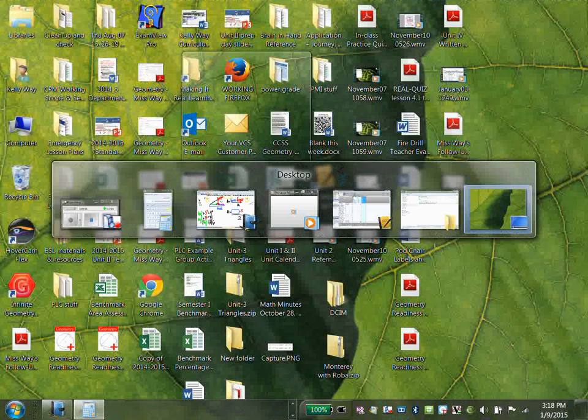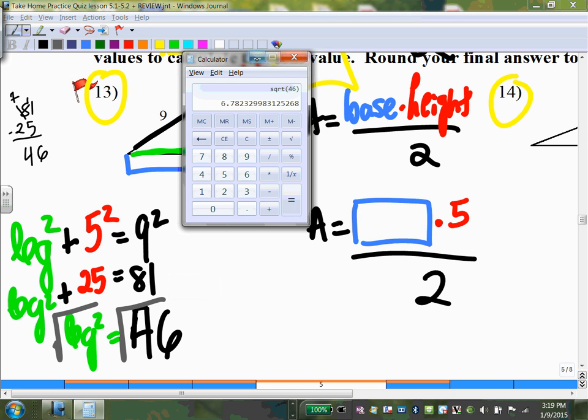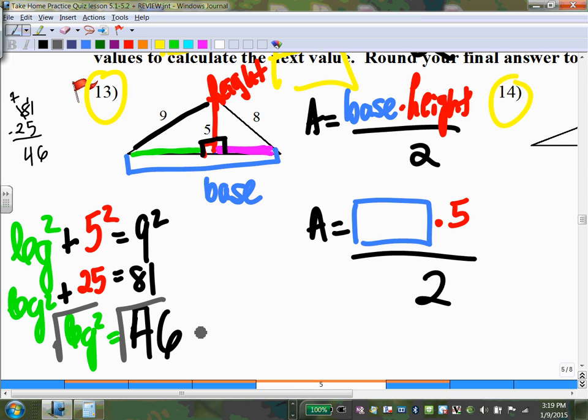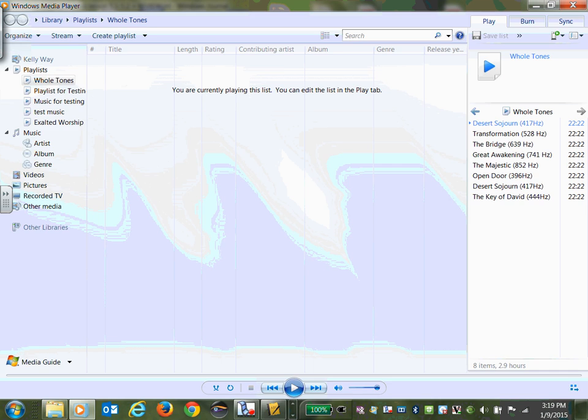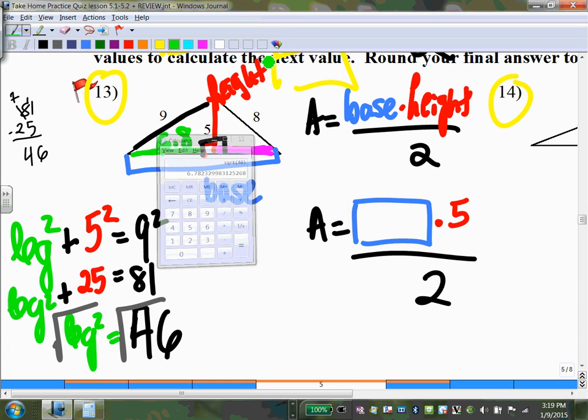Wonderful. All right, students, so we're going to round to the tenth, so that's going to be 6.8 here. 6.8. So this leg right here is 6.8. Is that what you got? Yeah, 6.8.